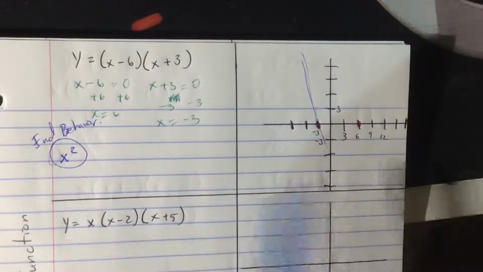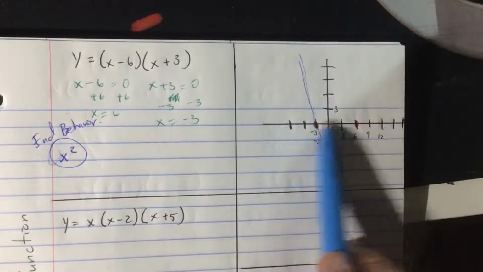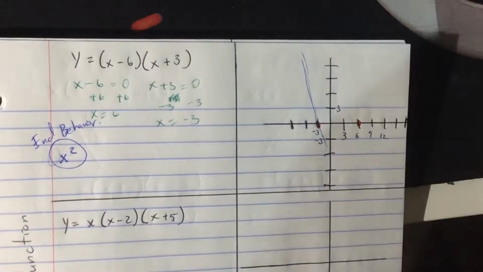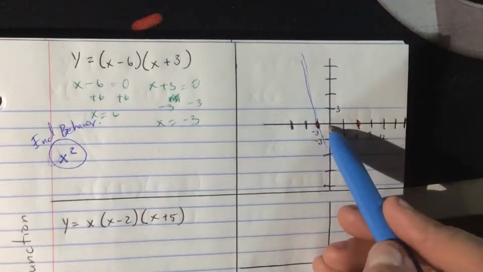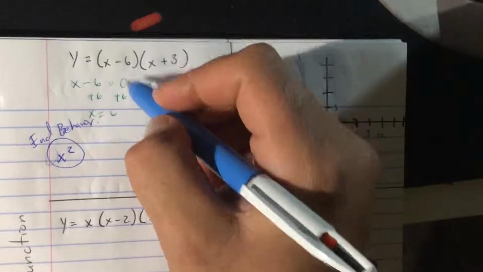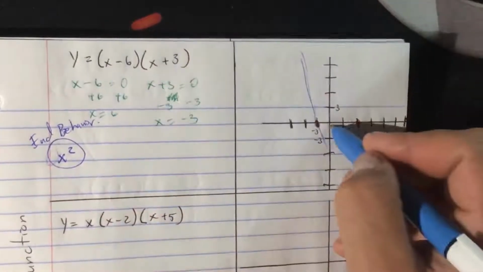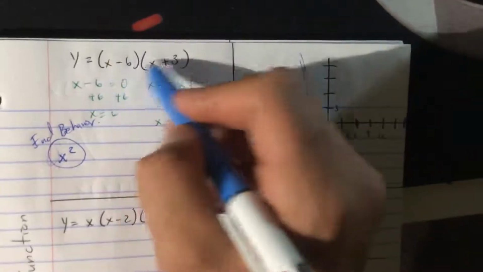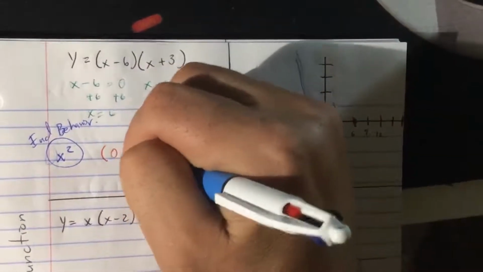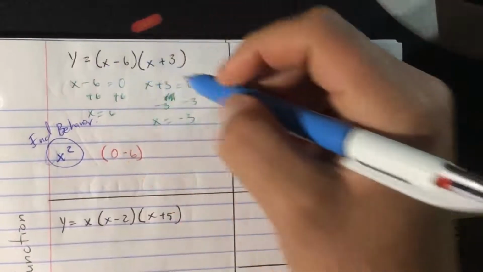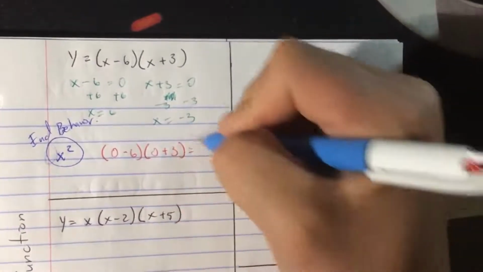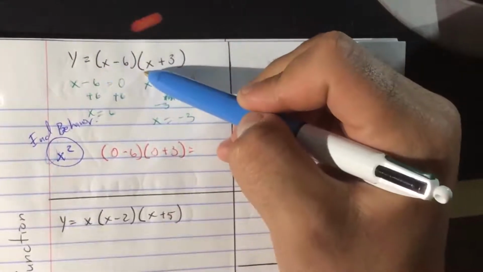But we're actually going to choose a number in between here to give you an idea. Let's go ahead and choose, I guess the easiest number would be 0. If we plug in 0 for x for both of these, we can get a chance to see what it looks like. So it would be 0 minus 6, times 0 plus 3. I've substituted the 0 here and here.